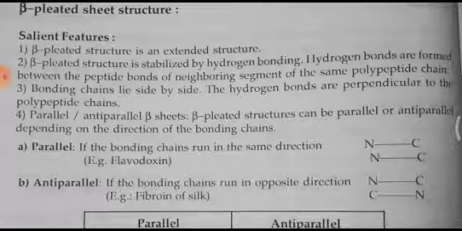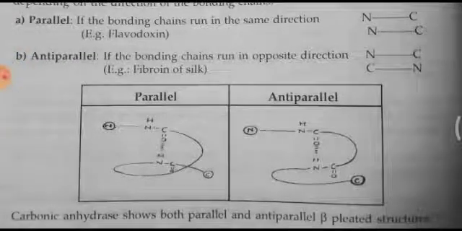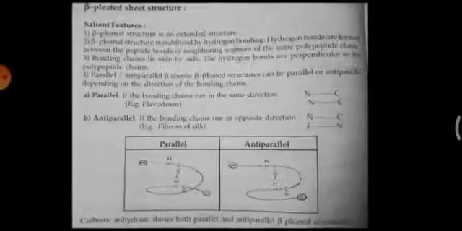sheet structure. Anti-parallel, if the bonding chain runs in the opposite direction, one is running from N terminal to C terminal and another is running from C terminal to N terminal, that is seen in fibroin of silk. So this is about two different forms of beta pleated sheet structure, parallel and anti-parallel. You can see the parallel and anti-parallel sheet structure. Carbonic anhydrase shows both parallel and anti-parallel beta pleated structure, that is, having both the structures.